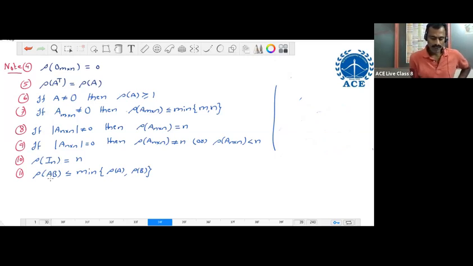So the rank of the product matrix does not exceed the individual ranks only. The rank of the product matrix cannot be more than the individual ranks. Always less than or equal to the minimum of these two. Either same or less than only.